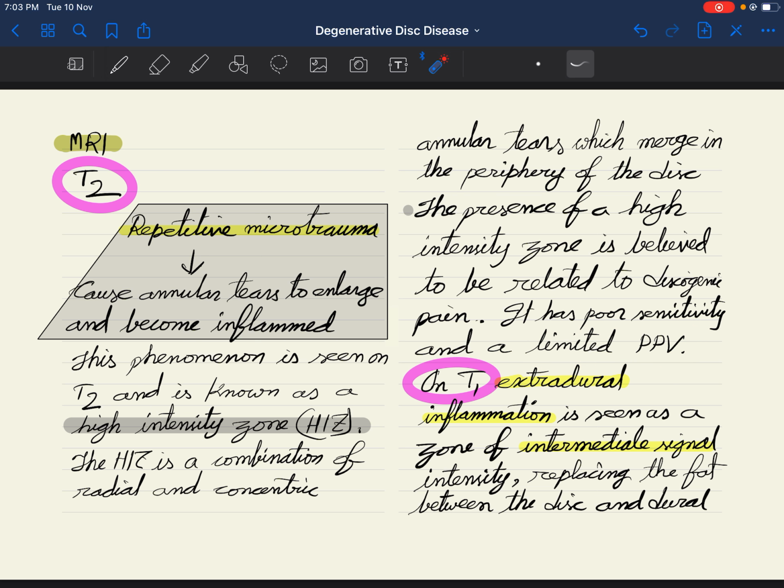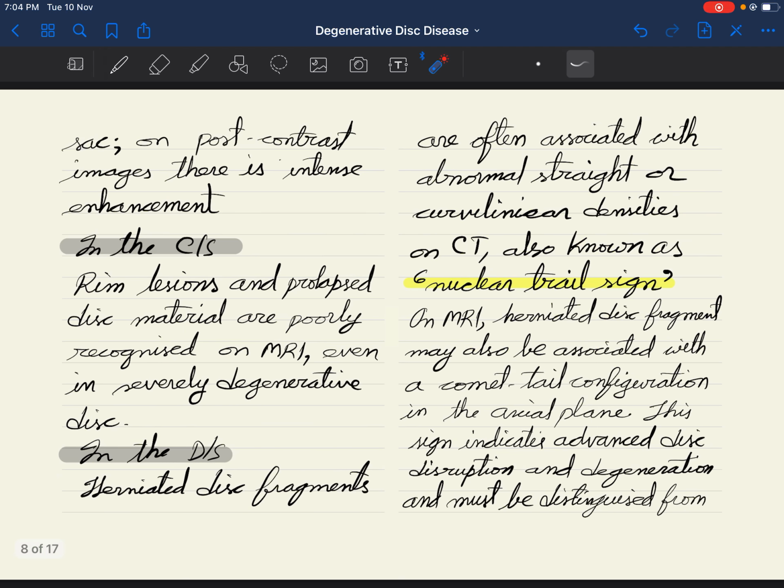On T1, the extradural inflammation is seen as a zone of intermediate signal intensity. This is due to the replacement of the fat between the disc and the dural sac. Due to the inflammation, we see high intensity signal or enhancement on post contrast images.